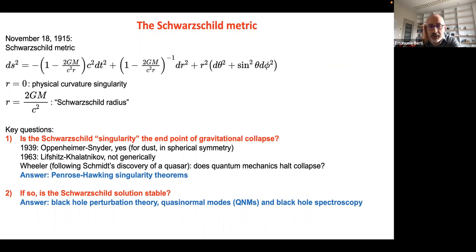The final answer to this question came from the use of new mathematical tools that were introduced by Penrose and Hawking and led to the famous singularity theorems that say essentially that, yes, the Schwarzschild metric is generically the outcome of gravitational collapse. Then, of course, the second question, once this first issue was resolved, was whether the solution is stable, because in physics, if you have a solution, you want to make sure that it is physically stable. And the answer to that question came from black hole perturbation theory, the theory of quasi-normal modes, and eventually led to what we call black hole spectroscopy now.